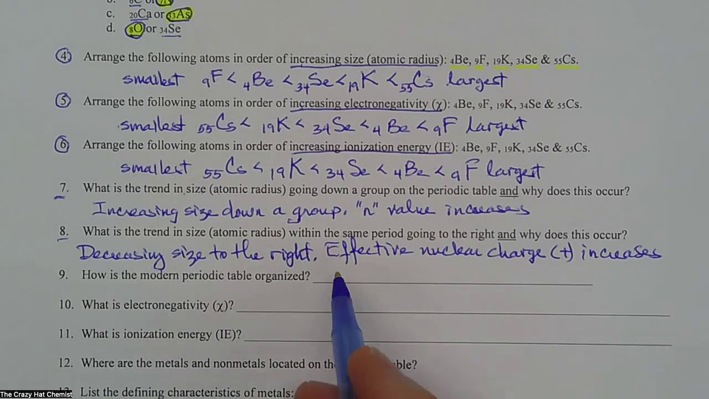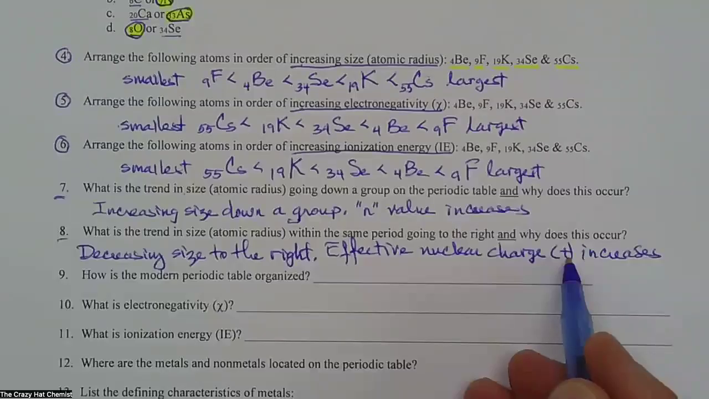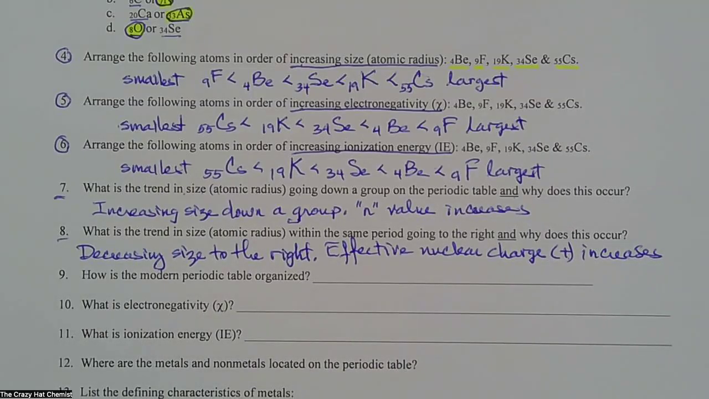Okay, so the effective nuclear charge, the number of protons, increases as you move to the right, and that draws the electrons in tighter. As you have more and more positive charge, you're drawing those oppositely charged electrons closer in, and that's why the size decreases going to the right on the periodic table.